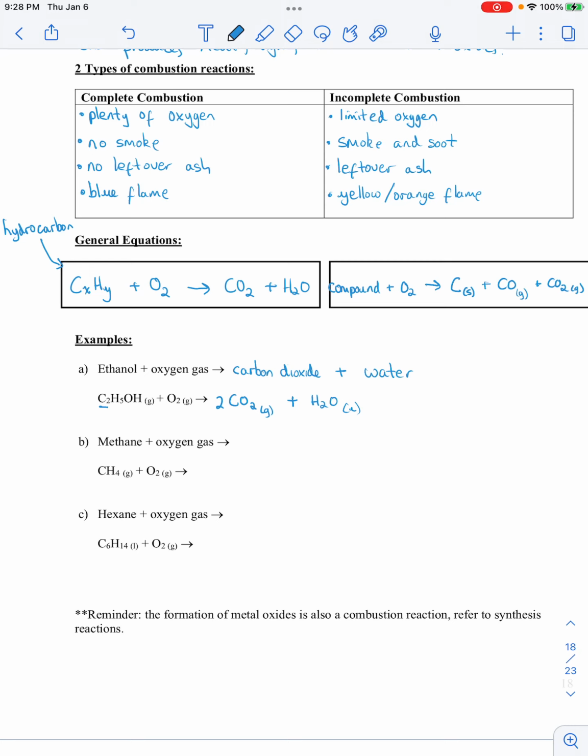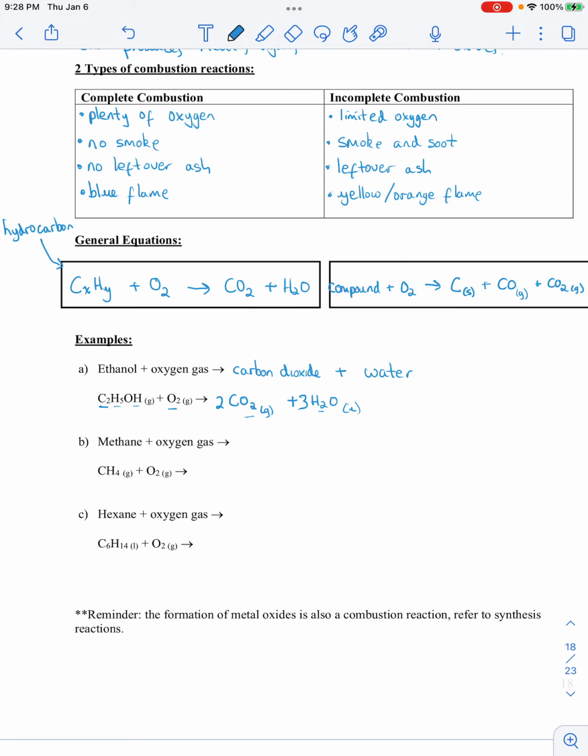So my hydrogens, I've got 5 and 6 on this side, and I've got 2 on this side, so I'm going to put a 3 in front there to balance 6. And then my oxygens are last. On my left side, I've got 2, and on my right side, I've got 4 plus 3 is 7.